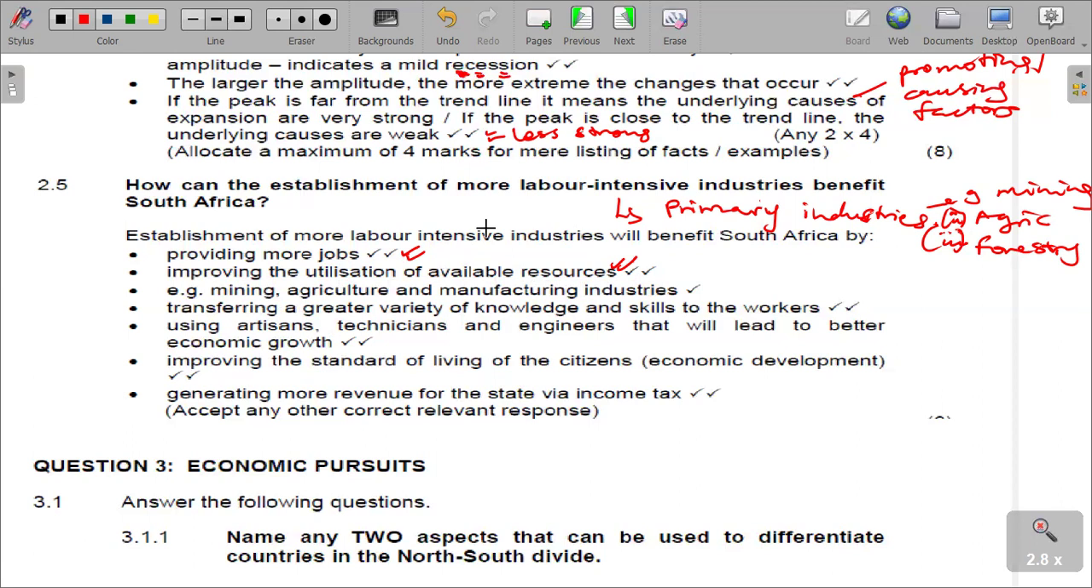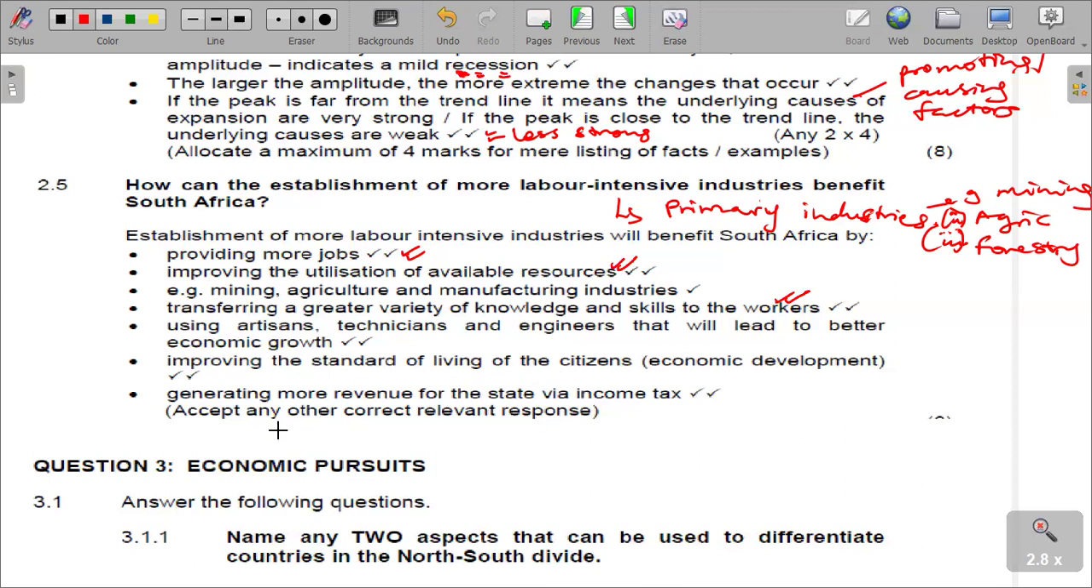Also transferring a greater variety of knowledge and skills to the workers. When these industries are there, we have skills programs, which are sometimes given by businesses or industries, where people would end up having, for example, welding skills. Instead of having qualifications, they end up with skills transfer, such as using artisans, technicians, and engineers that will lead to better economic growth. They can improve our economic performance, improving the standards of living of the citizens, which is an economic development plan.